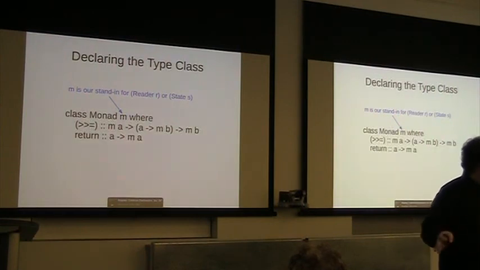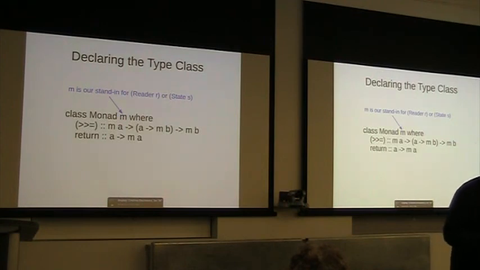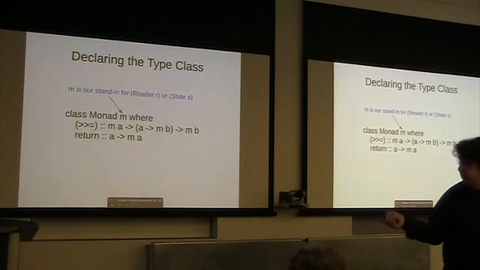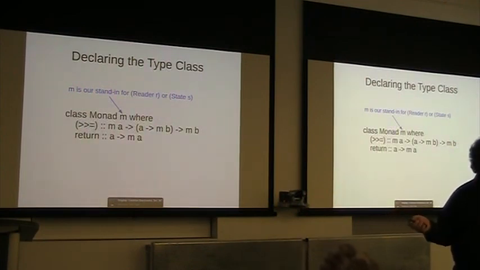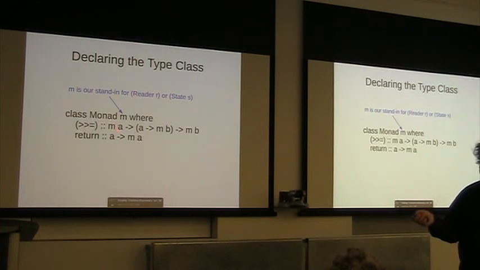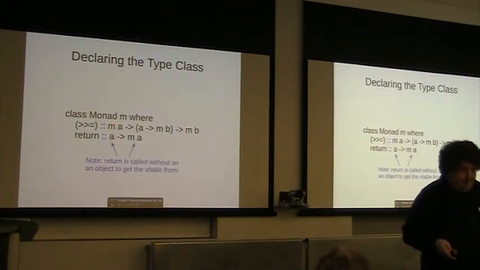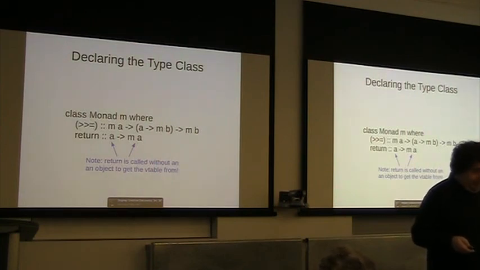Thank you to the people who actually know Haskell for not using the K word at this point in time. I don't want to introduce that concept. M is just going to be our stand-in for the rest of the type. Notice it's an M A here. So M is going to be sort of a higher kind of type. Yes, I used the K word.